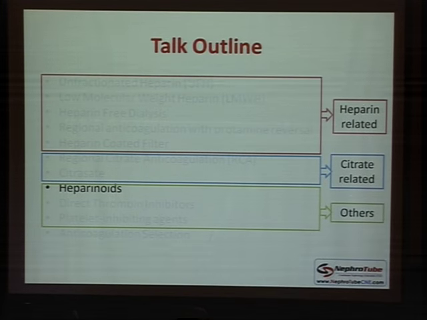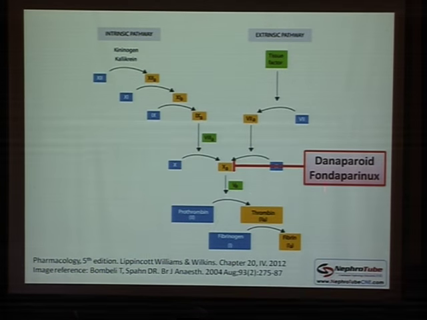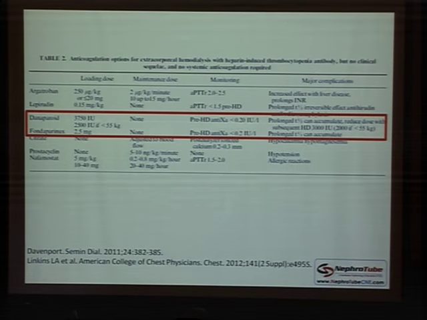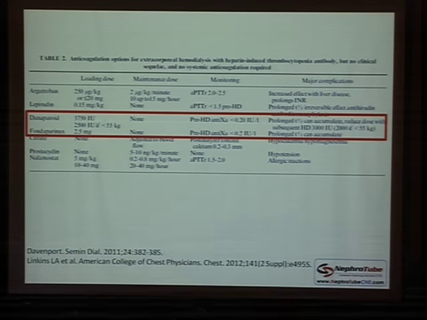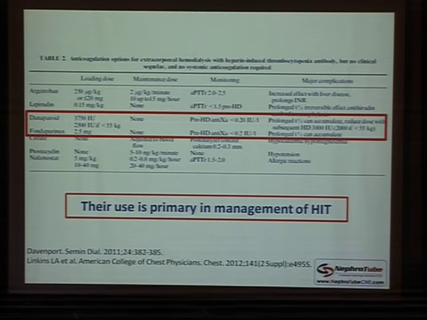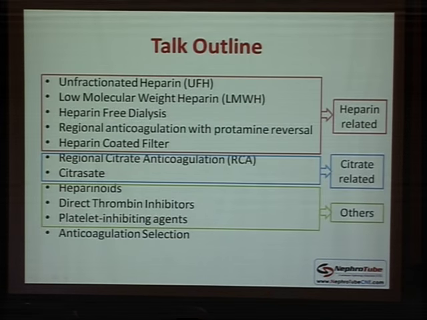Heparinoids are not heparin or citrate. For example, danaparoid and fondaparinux are anticoagulants blocking activated factor 10. The most important disadvantage of these drugs is that they have a very long half-life in renal impairment patients, so there is a high risk of bleeding. Their primary use in hemodialysis patients is in the management of heparin-induced thrombocytopenia. When I can't use heparin, I can use one of those, and you will find the details in the lectures that I announced related to heparin-induced thrombocytopenia.